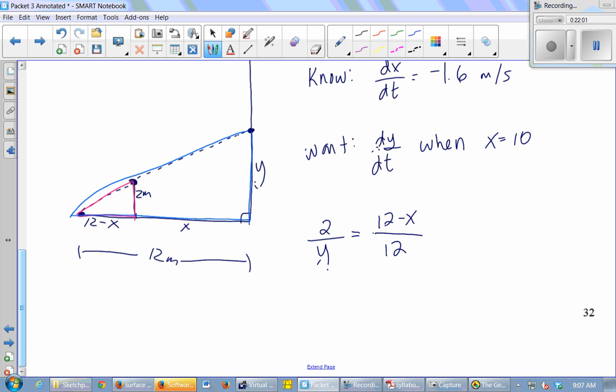No? Okay. So my immediate thought was to cross multiply because that's what you do when you see a proportion, right? But then as soon as I did it in my head, I saw 12 minus x times y, and I thought, oh, then I'm going to have to use the product rule. I think I'll just leave it.